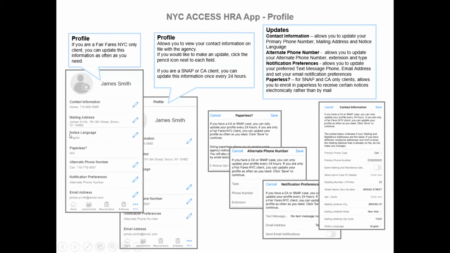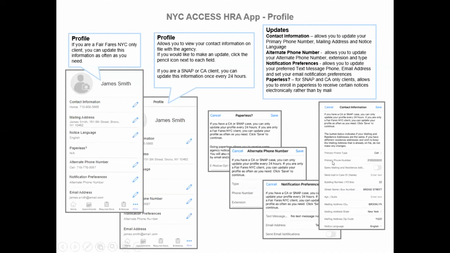If they want to change the language notice, they can go and edit the information. If they decide they want to go paperless, they can update the information through the profile. If they want to provide an alternative number, or change their notification preference, they can do that all through that profile. They don't have to be calling for the HRA worker to do that for them. They're able to do that.